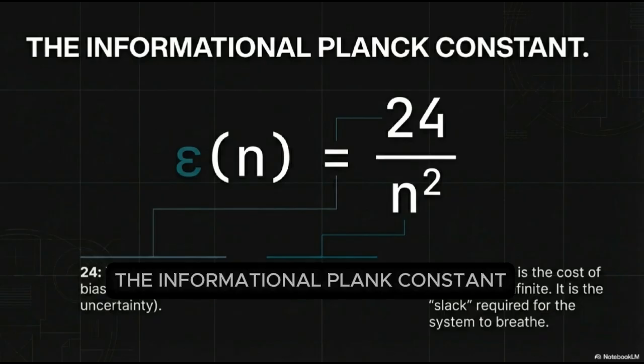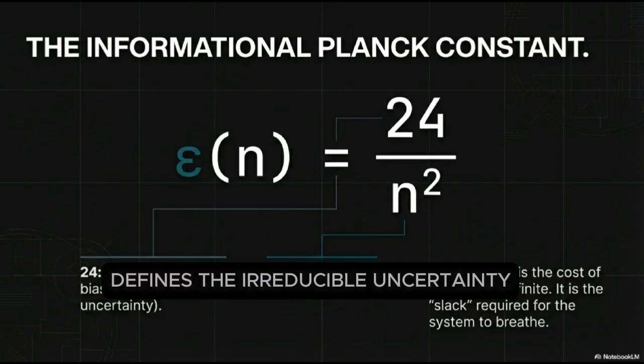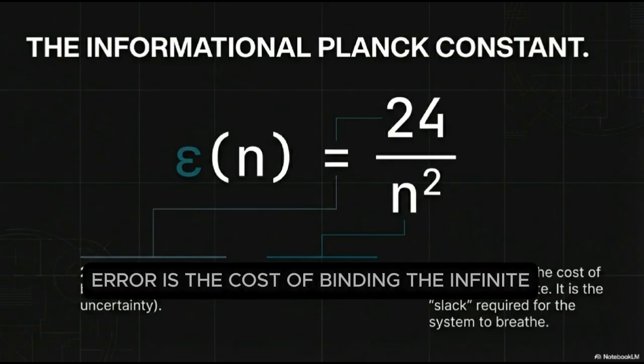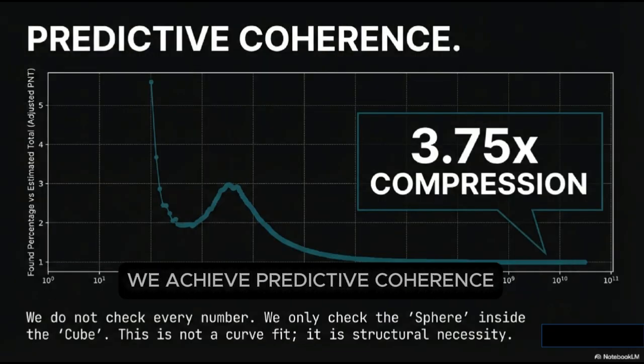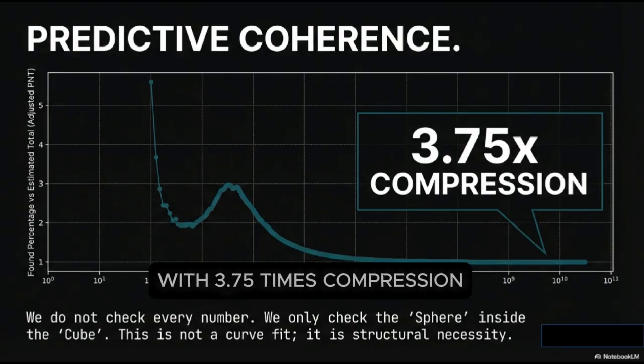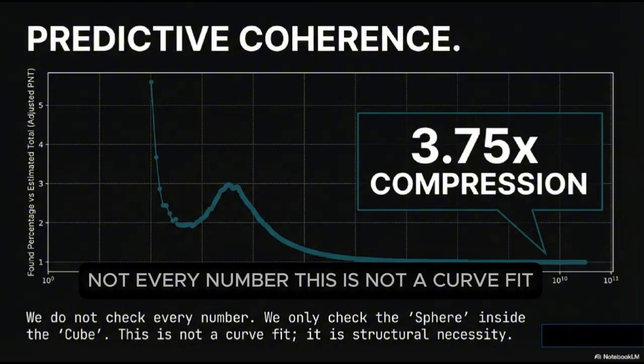The informational Planck constant, represented by epsilon of n, defines the irreducible uncertainty. Error is the cost of binding the infinite, the slack required for the system to breathe. We achieve predictive coherence with 3.75 times compression. We only check the sphere inside the cube, not every number.